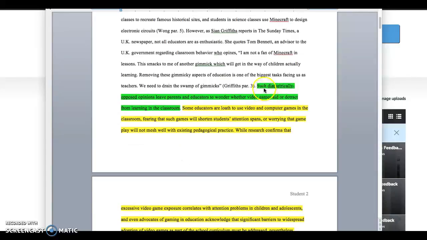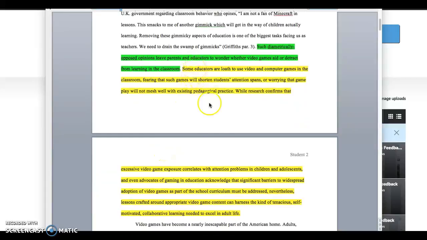So the first thing that the writer does is they introduce the issue question. "Such diametrically opposed opinions leave parents and educators to wonder whether video games aid or detract from learning in the classroom." So that's the author's issue question. Then here's the author's main claim, so their argument for their essay.